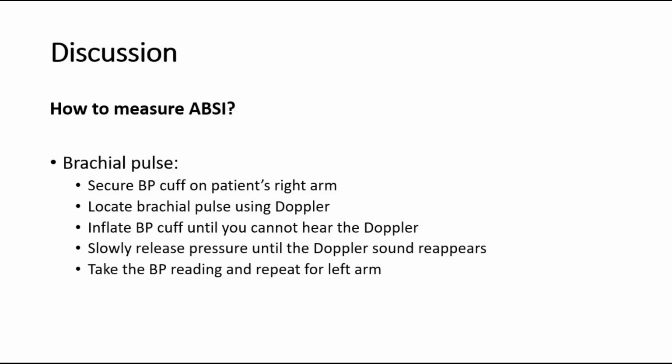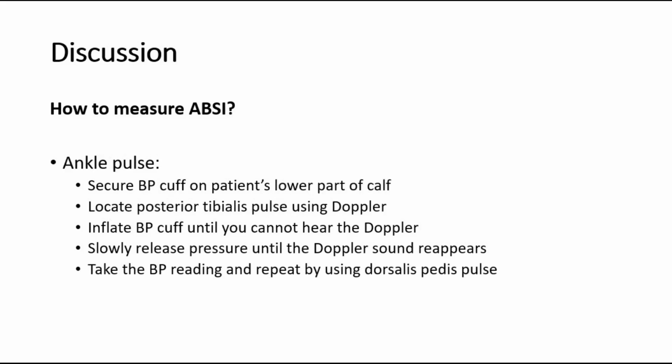Then slowly release the pressure until the Doppler sound reappears. So that BP reading will be noted. And then we repeat this procedure for the left arm. So that is how we measure the brachial pulse using the handheld Doppler. Next, we will measure the ankle pulse.